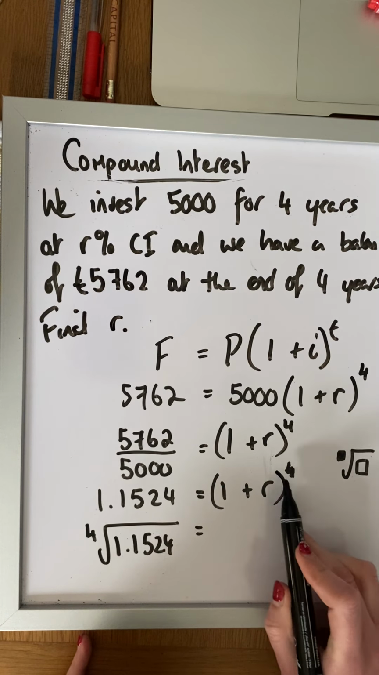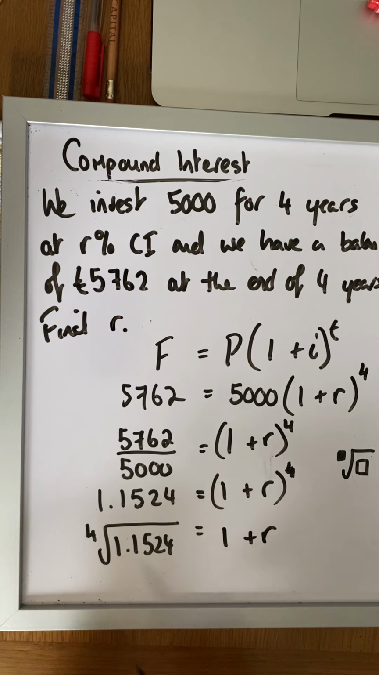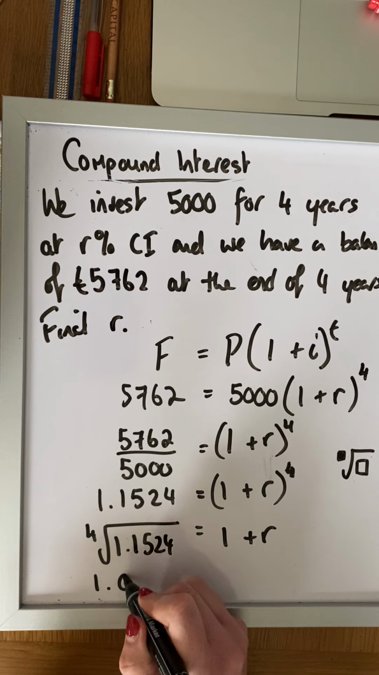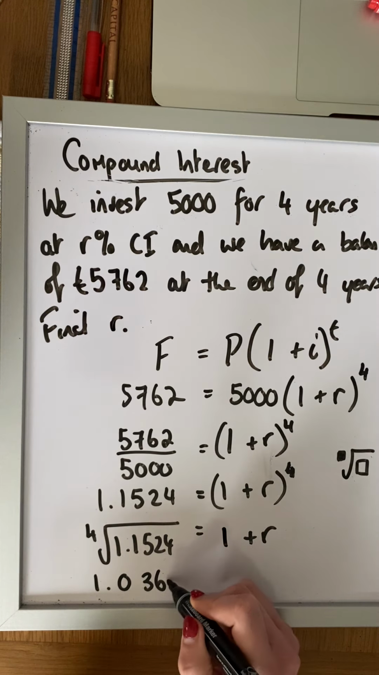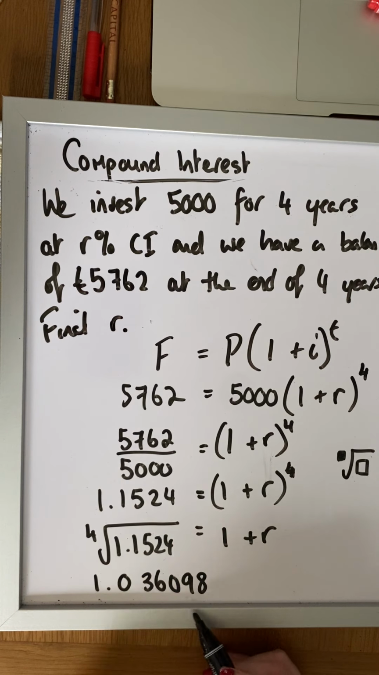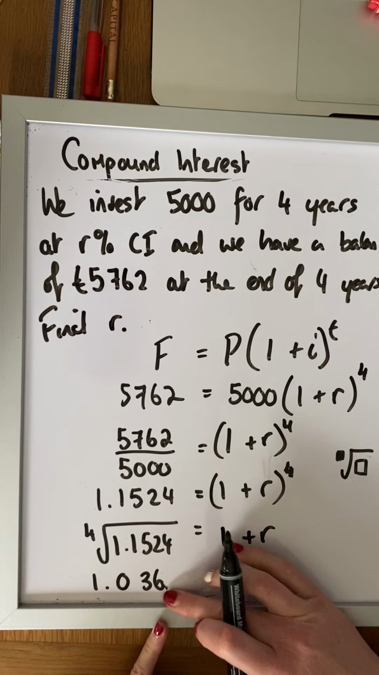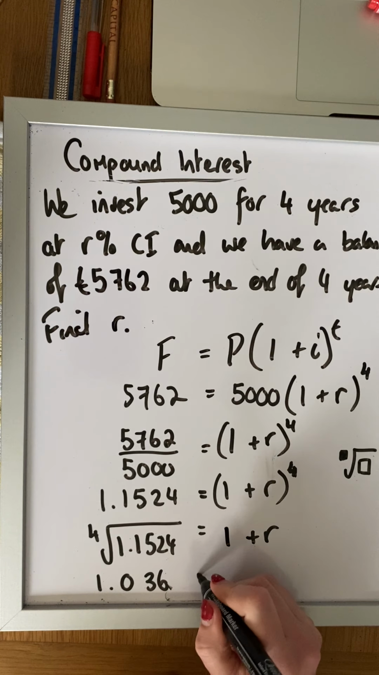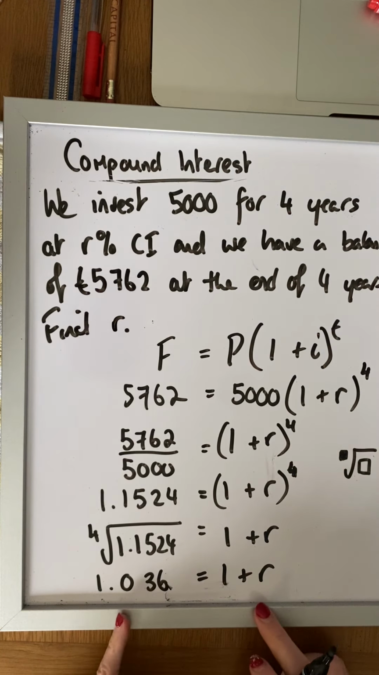So the opposite to the power of 4 is the 4th root, and that gives us 1 plus our interest rate, or R. So if we type this into our calculator here, the 4th root of 1.1524 gives us 1.036098, we'll say that. And normally we'll look at these interest rates correct to maybe 3 decimal places. So we could actually leave it there at the 1.036 if we needed. That gives us 1 plus the R.